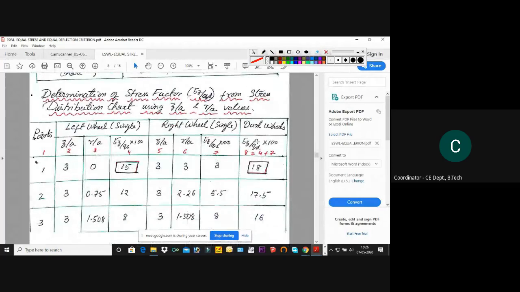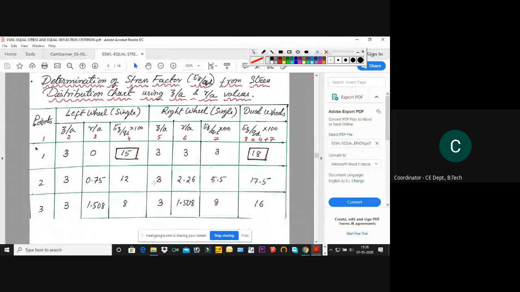Now I am taking it in a single chart. See here, left wheel, right wheel. For the left wheel, z by a and r by a, and using these two from the chart we get sigma z by q S. Why S? Because I am only considering the left wheel, that's why single q S. Similarly for the right wheel also, again S, because this is also a single wheel.